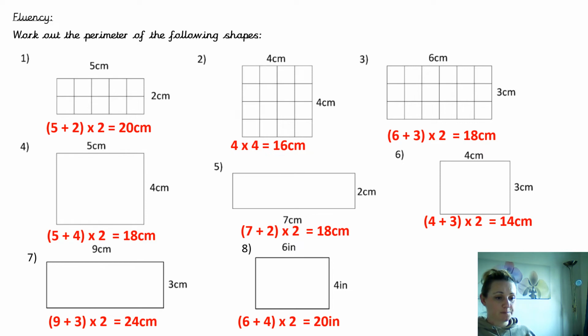Okay, so I've actually written down here how I've worked it out. So I've done 5 add 2 times 2, which is 20. You might have done one of the other methods that I showed you. 4 times 4 is 16, and so on.